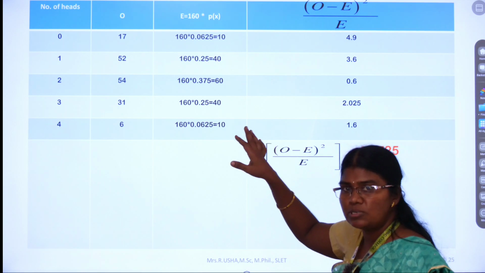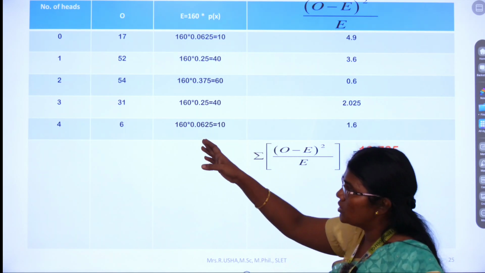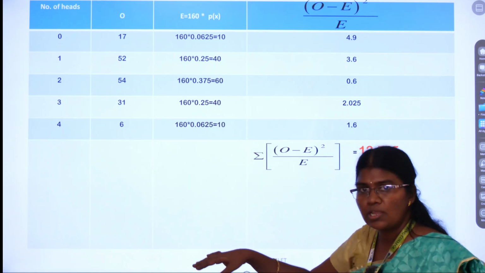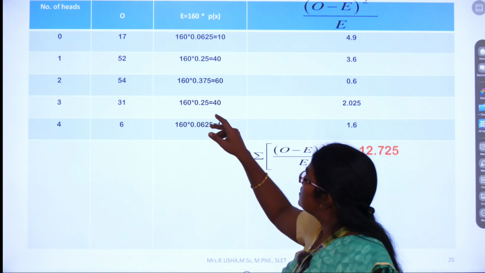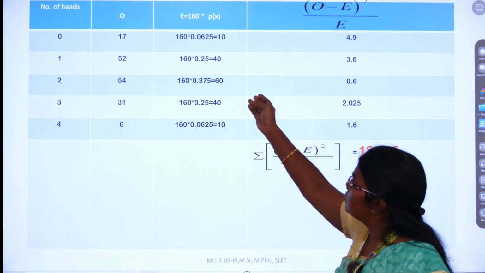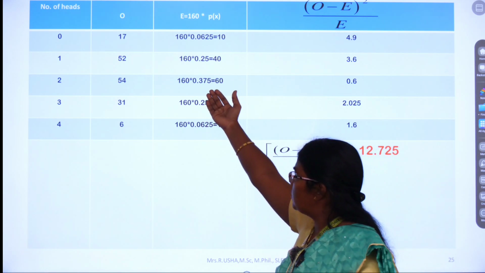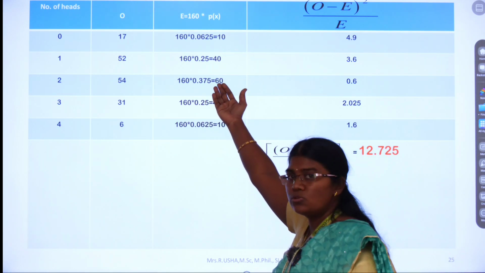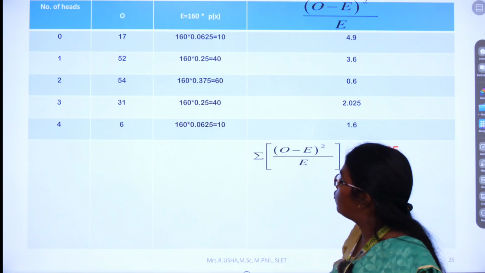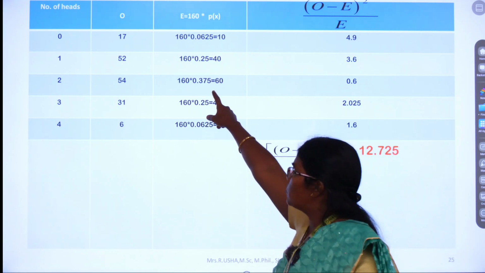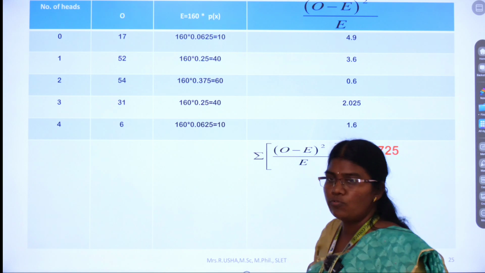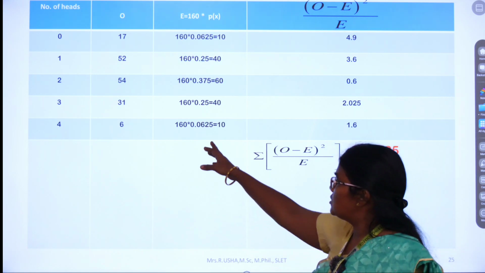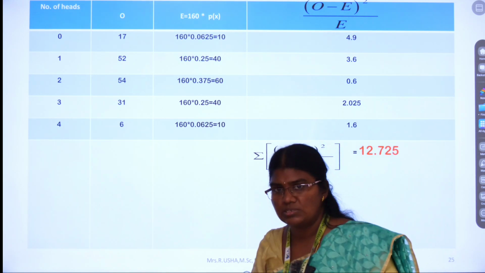Already we found the probability values for 0 head, 1 head, 2 heads, 3 heads and 4 heads by using the binomial distribution. So 160 into 0.0625 equals 10. Similarly, for 1 head, 160 into 0.25 equals 40, and 160 into 0.375 equals 60, and 160 into 0.25 will be 40, 160 into 0.0625 is 10.